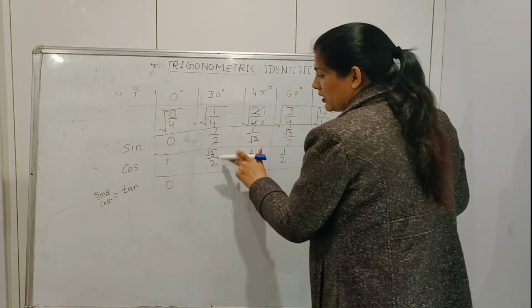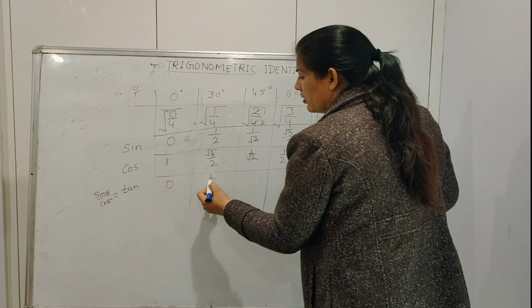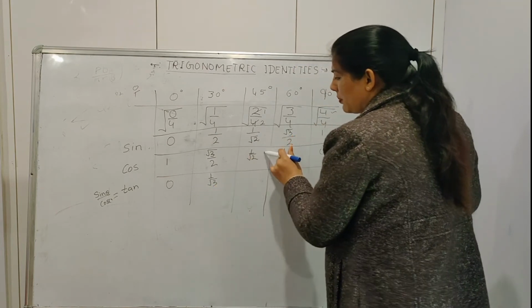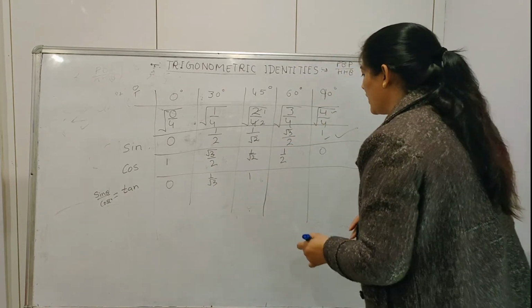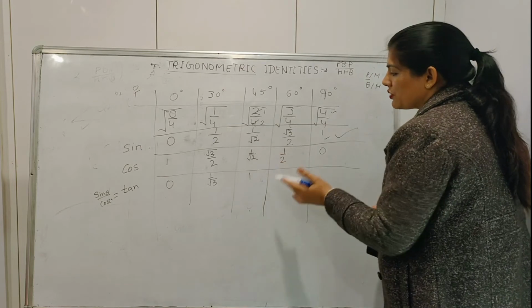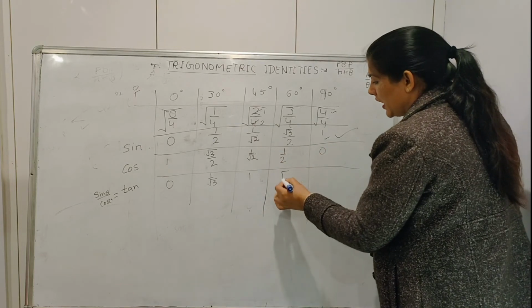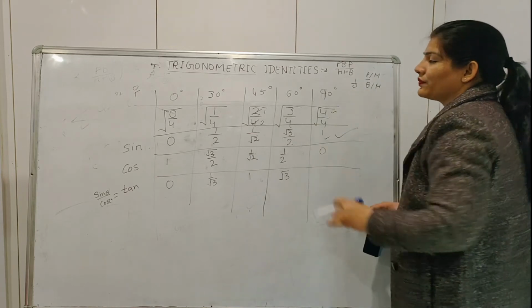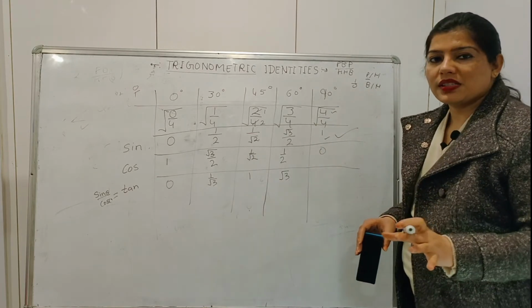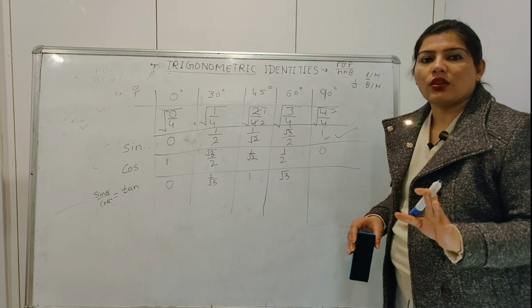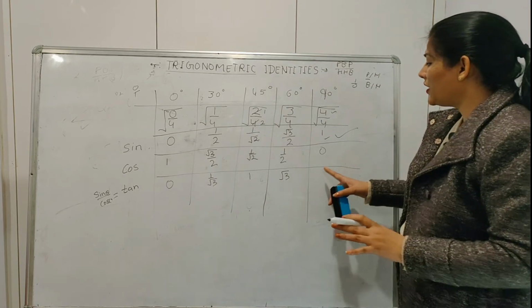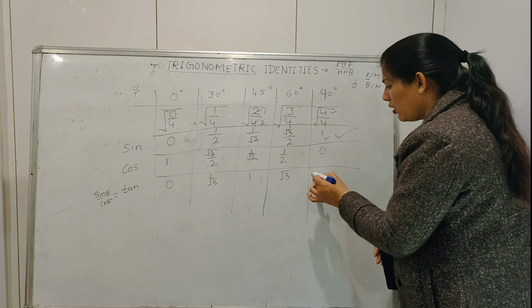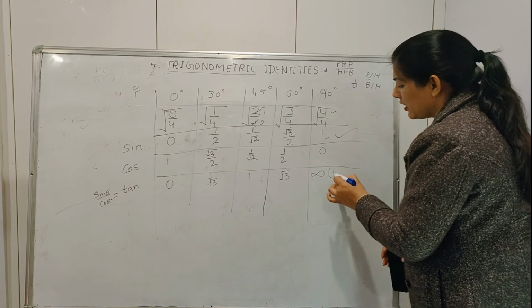And this upon this is 1 upon root 3. This upon this is 1. So tan 45 is equal to 1. This upon this is root 3. And be careful here, 1 upon 0. If any number is divided by 0, that cannot be defined, you can write it here infinity, or you can simply write not defined.